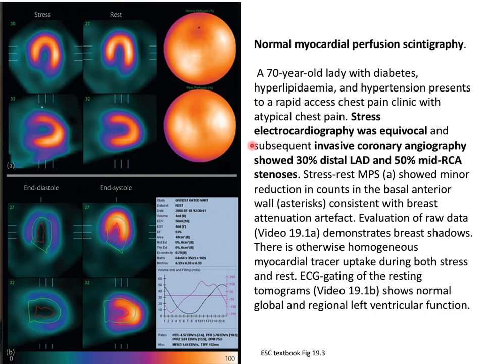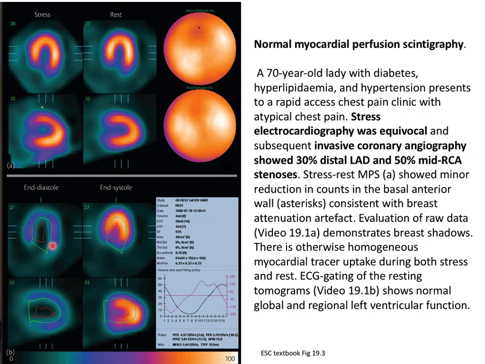So here you see that there's under stress, and then they do the rest. There's very little perfusion deficit. So you would call this relatively normal, this SPECT scan.